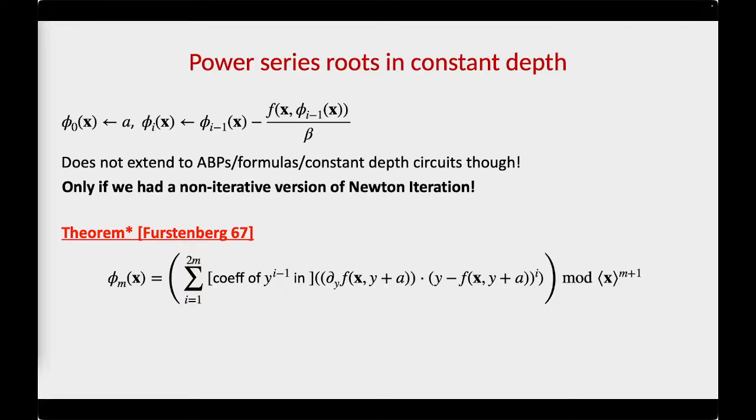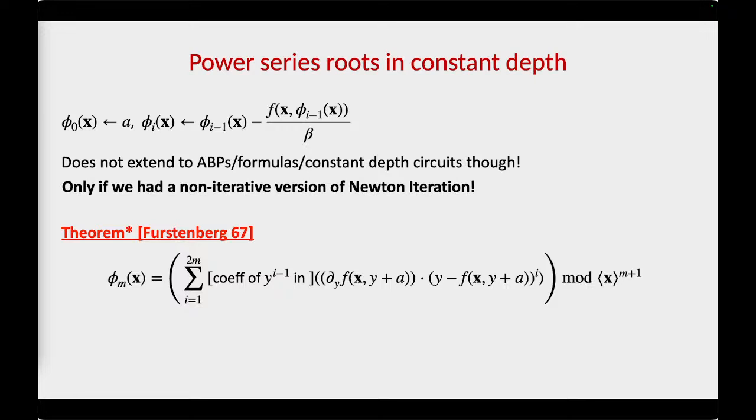Now it shouldn't be very hard to see that if f has a small circuit, then y minus f of x comma y plus a raised to some power also has a small depth circuit. Similarly, if f has a small depth circuit, then its y derivative also has a small depth circuit, and we can multiply them together, so that each of these polynomials inside is computable by a small constant depth circuit. Then you have to compute the coefficient of some monomial in y in this circuit. This is something that we know how to do via very standard techniques. So each term has a small constant depth circuit, and we are only summing a few terms.